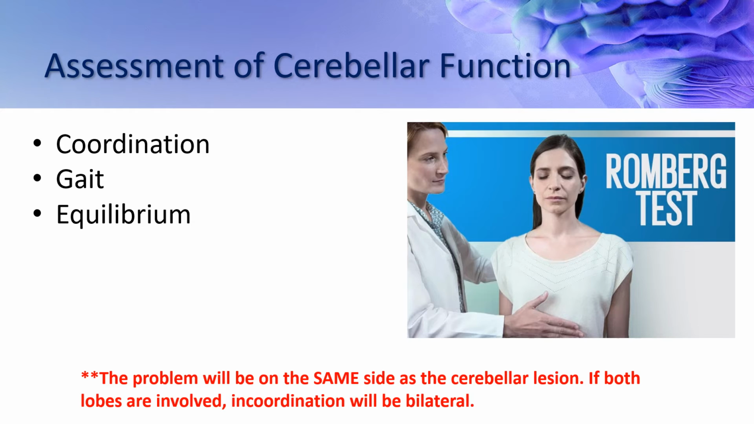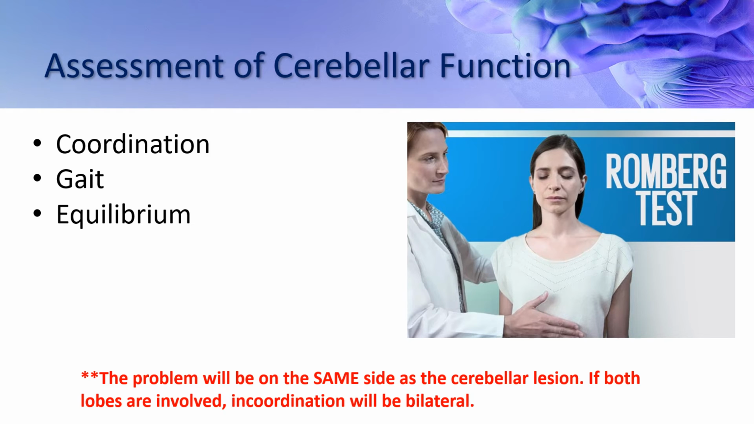With equilibrium, you can do the Romberg test. This is where you have the patient stand still and they close their eyes. You're going to stand next to them with your hands around them, so that way in case they lose their balance, you're there to catch them. And they need to try and stand that way for 60 seconds. And you're watching to make sure that they're able to maintain their balance. A little bit of swaying slightly is normal, but if they're swaying side to side and they're having to catch themselves, that would indicate a positive Romberg test.